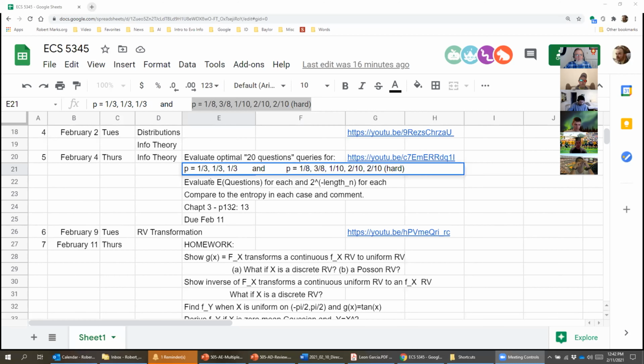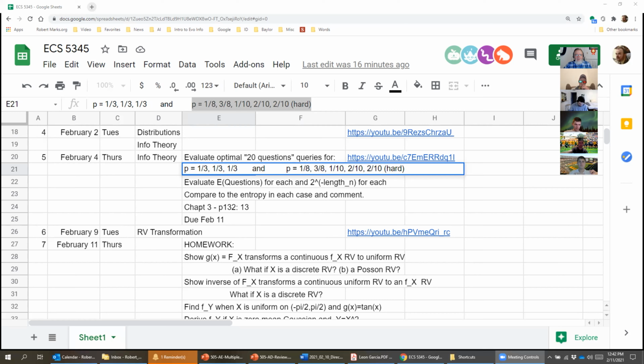I did it, and it was the same as the expected number of questions. Yes, it should be the same as the expected number of questions. But it's interesting that you can talk about the relationship of the expected number of questions to the path length to get to the questions. I don't think that's intuitively obvious until you play around with it a lot. So please include that.